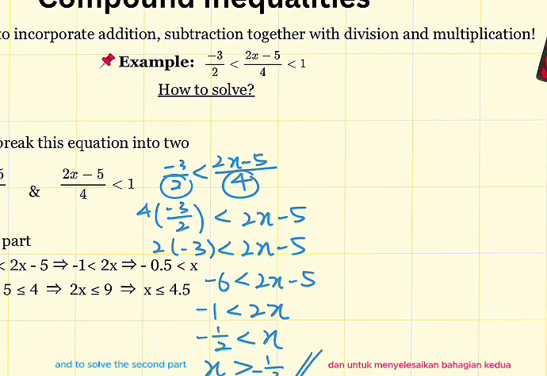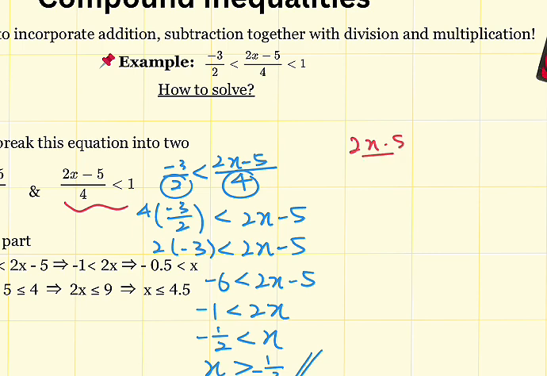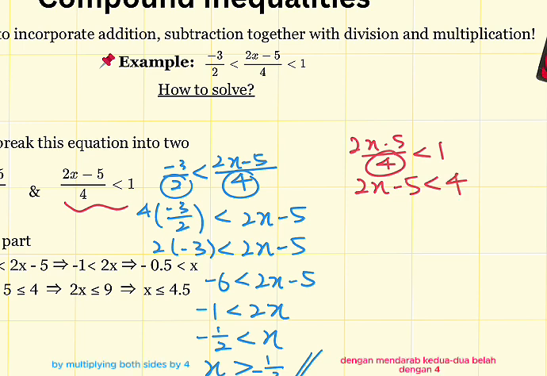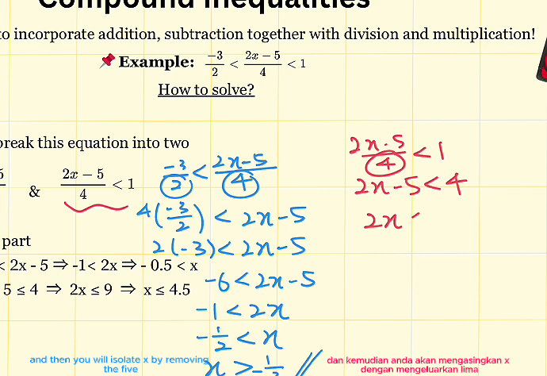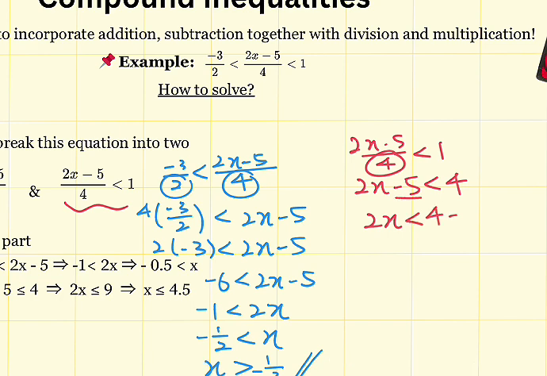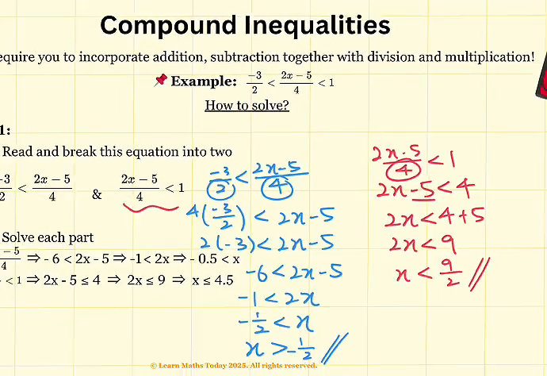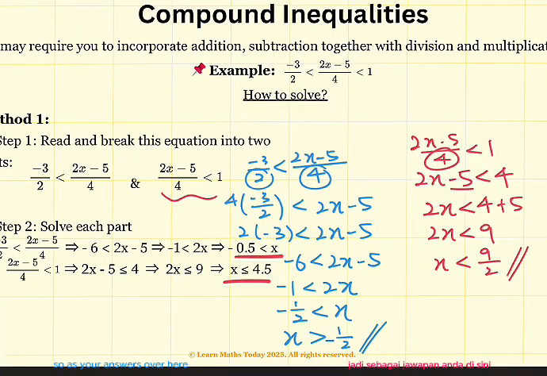And to solve the second part, this part, using red color, you'll do so by removing the denominator by multiplying both sides by 4. And then you will isolate x by removing the 5. Okay, so you get 2x smaller than 9. And you'll divide both sides by 2 to get this. So those are your answers over here.